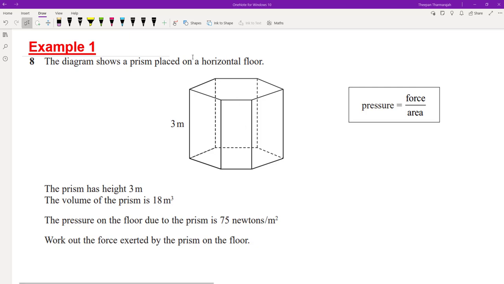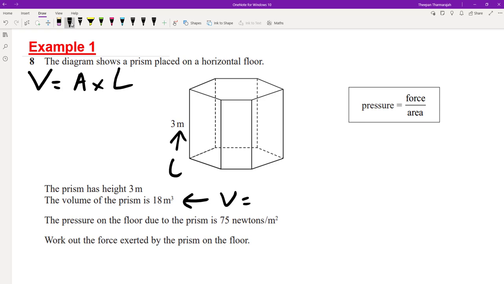So what we need to realize here is that we've got a prism. Now we should know that the volume of a prism is the area of the cross section multiplied by the length. So we know that the length of the prism is 3, so we can call that L. They've told us that the volume of this prism is 18, so that means we can work out the area. So I can say that 18 is the volume, which is V. A we don't know, and the length of the prism is 3.